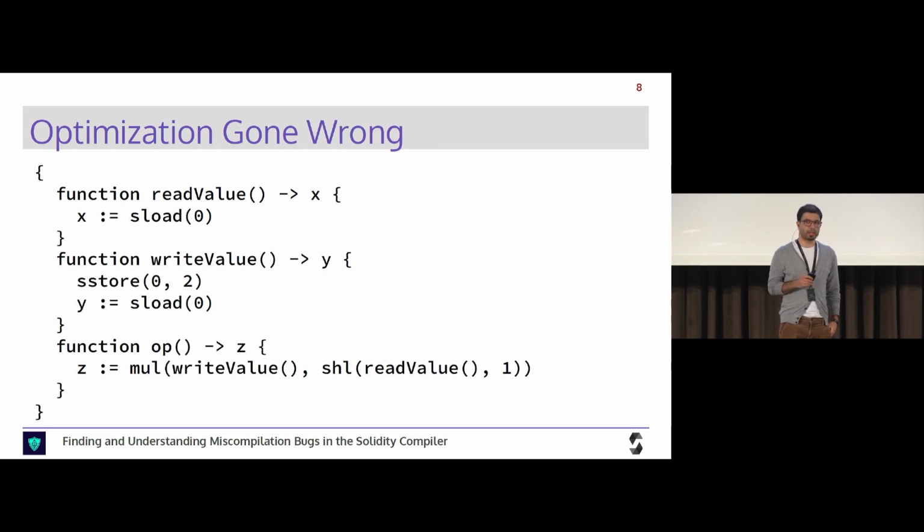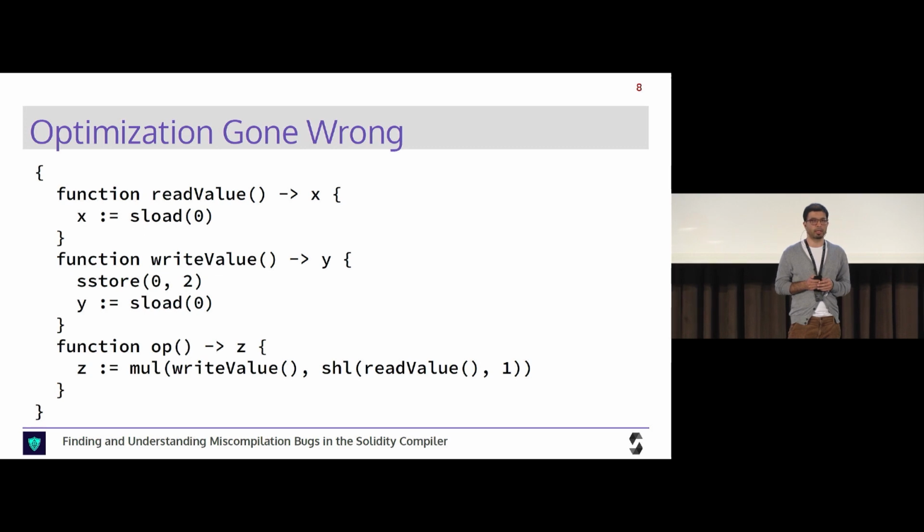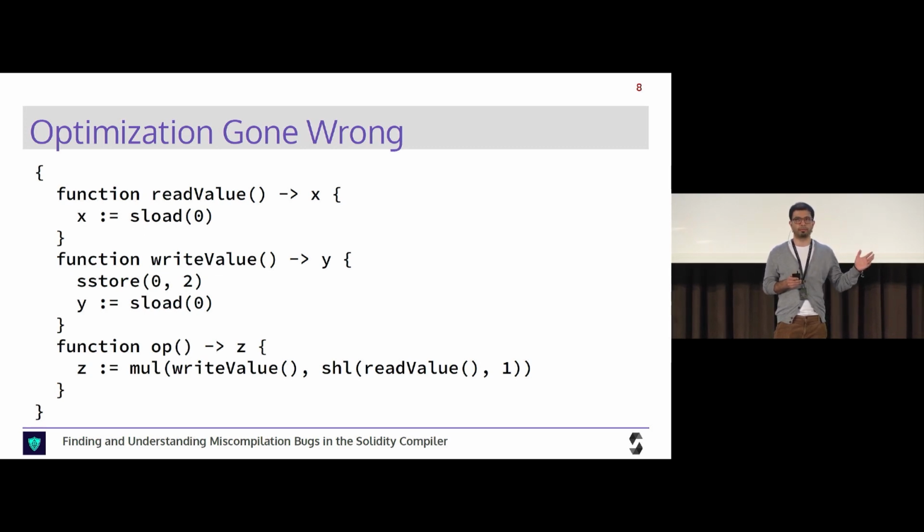But what happens when certain corner cases are not accounted for? Here we have an example. I think it's a little tedious to go over it, but the basic idea is that you have a Yul function called op, which multiplies two values, and these values are obtained by computing user-defined functions called read value and write value. Bear in mind that in Yul, which is the intermediate representation in Solidity, the order of evaluation is from the left to the right.